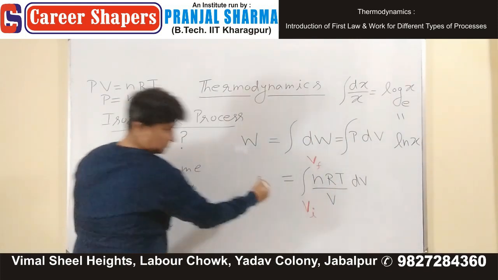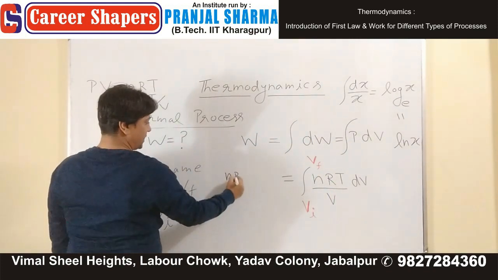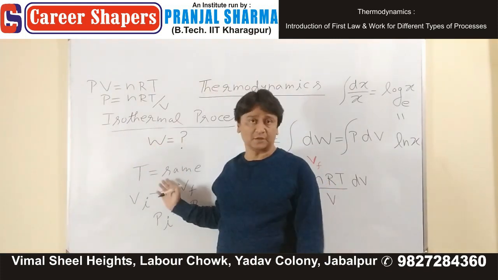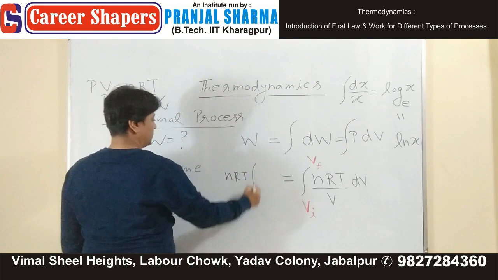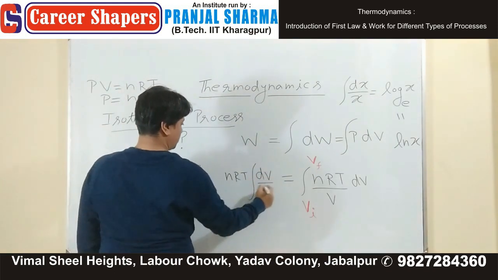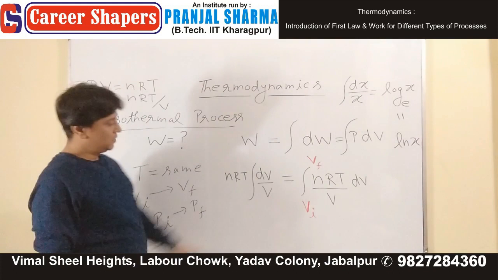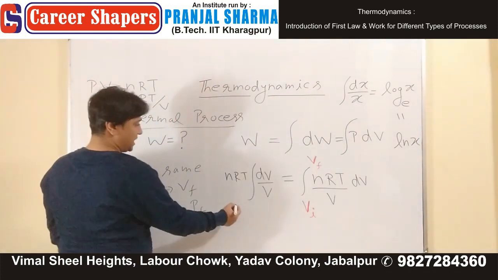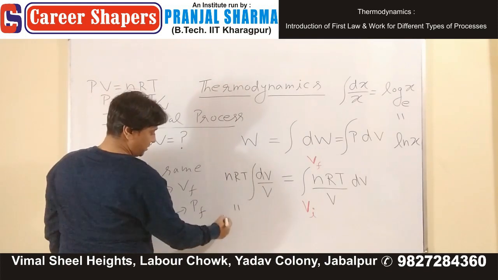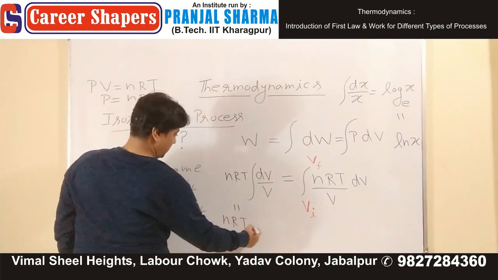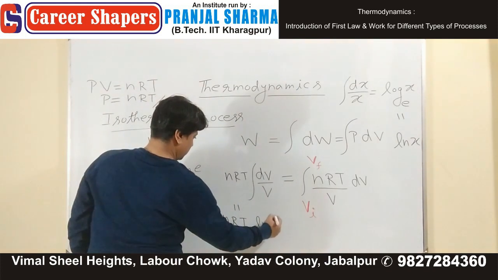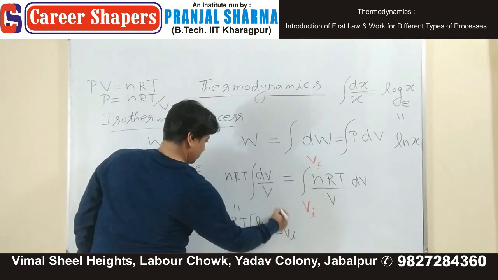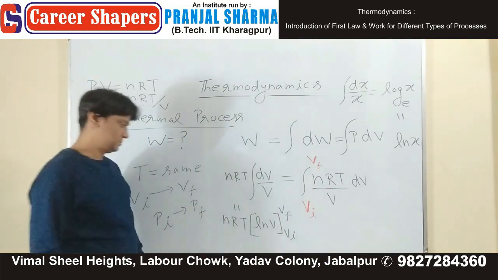nRT is constant. n is constant, R is constant, T, it is given that is a constant, dV divided by V. What is dV upon V? dx upon x. What is the integration? Log x. So what is the integration? Integration is coming nRT log of V, between V initial and V final.